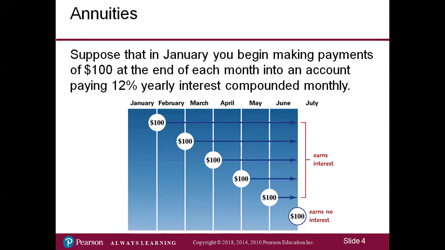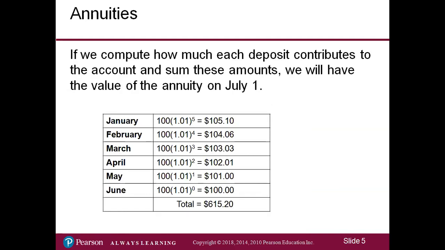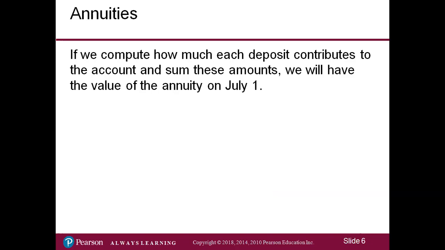Suppose that in January you begin making payments of $100 at the end of each month into an account paying 12% yearly interest compounded monthly. If we compute how much each deposit contributes to the account and sum these amounts, we will have the value of the annuity on July 1st.